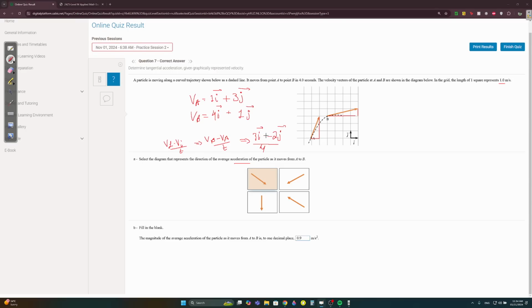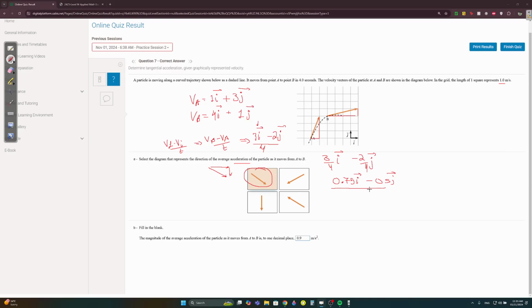So you can find this out. It's going to be 3 over 4 i minus 2 over 4 j. If you want to make this in decimals, 0.75i minus 0.5j. These steps were not necessary. You can just see directly from here: if it's positive, it's going to the right, and if it's negative for j, that means it's going down. So if it's going right and down, it's going to look like this. So you choose this one.